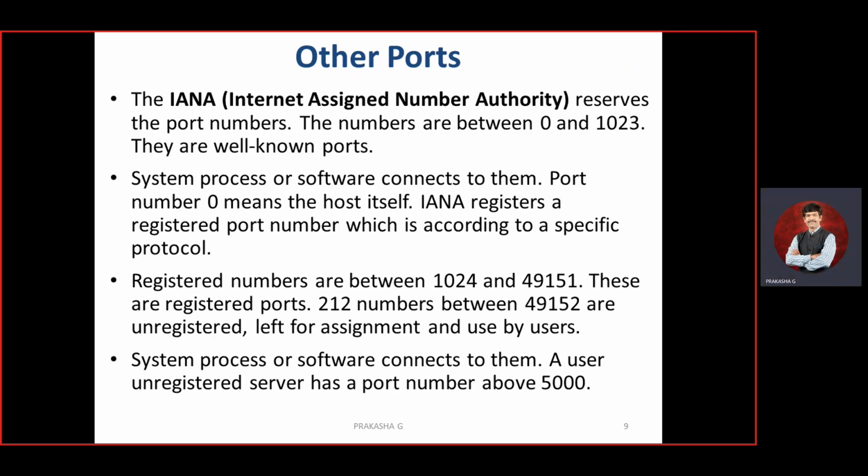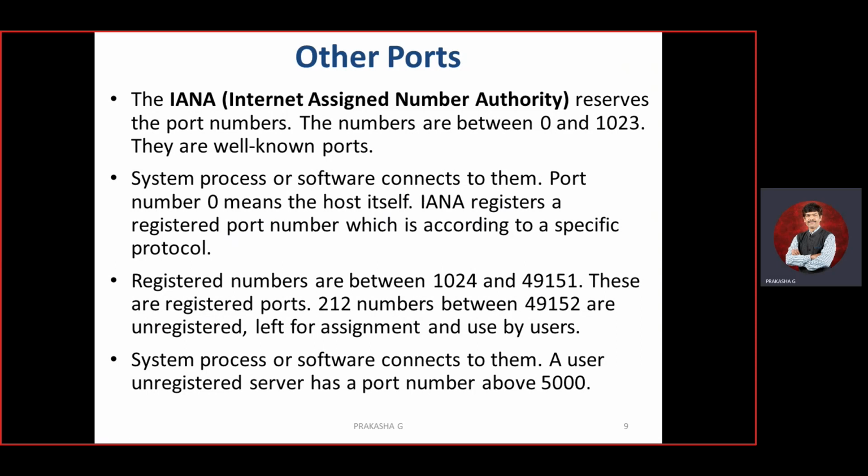Other than HTTP, we have come across so many ports also. We call it the Internet Assigned Numbers Authority. It is going to assign the port numbers. As we know, FTP has a different port number, UDP a different port number, TCP a different port number, DHCP a different port number. Who will do that? The Internet Assigned Numbers Authority. They will take care of assigning the values. System processor software connects to them. Port number 0 means the host itself. IANA registers a port number according to a specific protocol. So whichever port number needs to be assigned, it's going to be assigned by IANA.